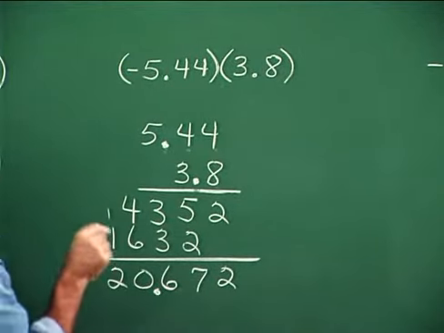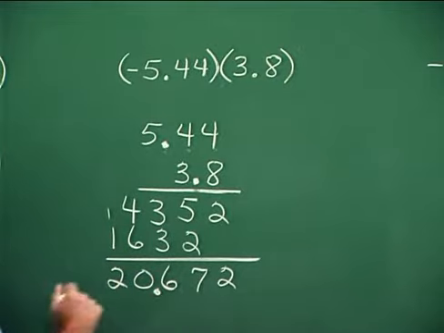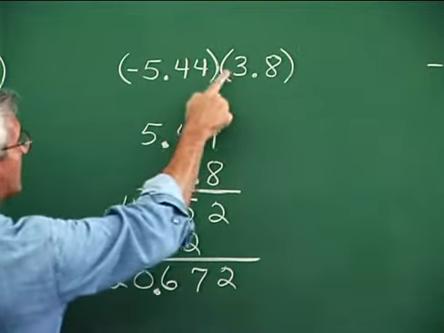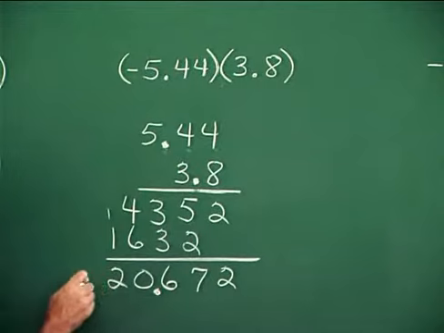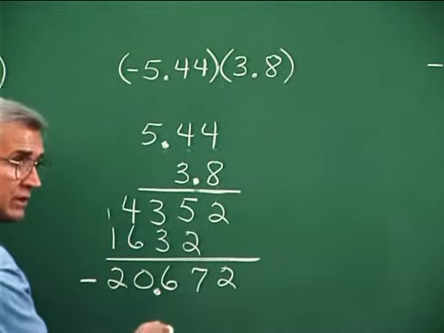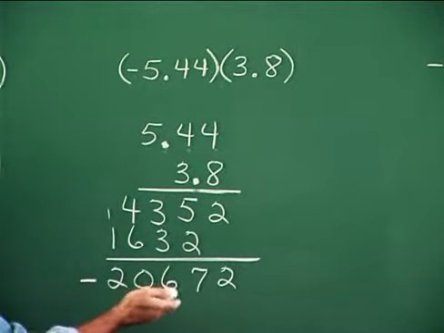Now let's not forget about the sign situation. Now some people will write the answer right here, leave it right there, and just put, because we have a positive and a negative that are being multiplied, just put the negative sign right here and be done with it. Other people will want to write the answer in a different position as negative 20.672.